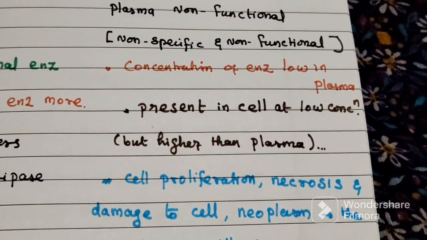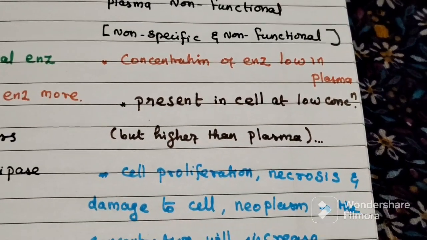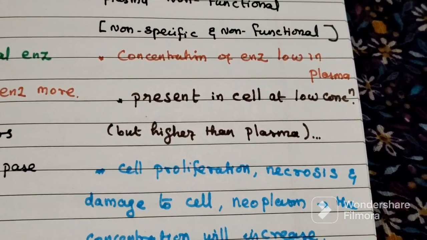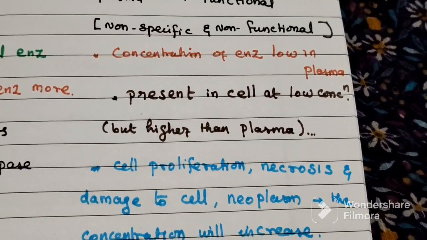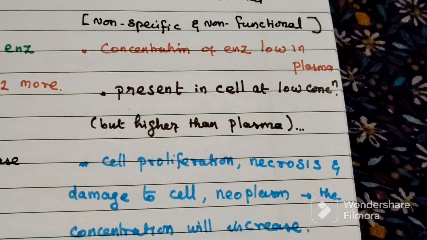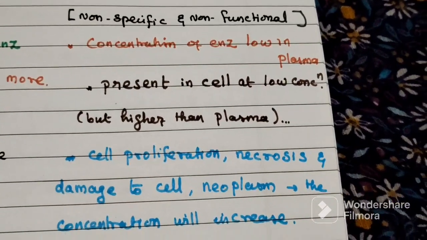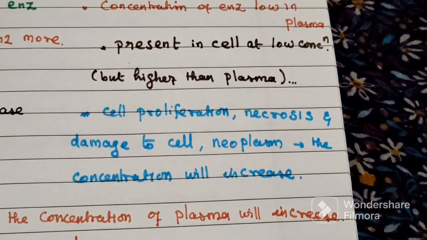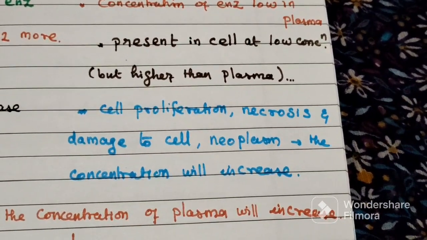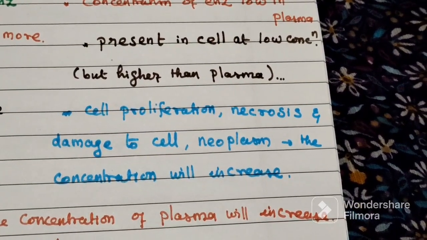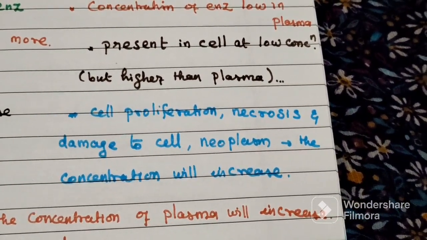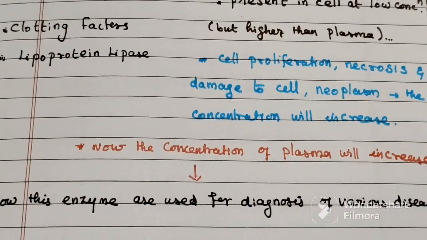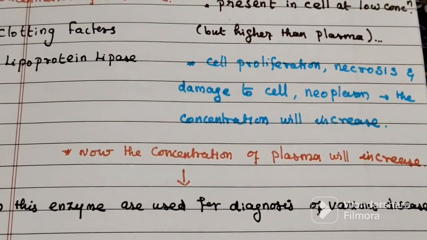The concentration is important. They are present in the cell at low concentration, but it is higher than in the plasma. But whenever there is proliferation, necrosis, damage to the cell or neoplasm, the concentration will increase. The concentration of this enzyme increases. They leak out of the cell into the plasma. Now the concentration in plasma is increased.